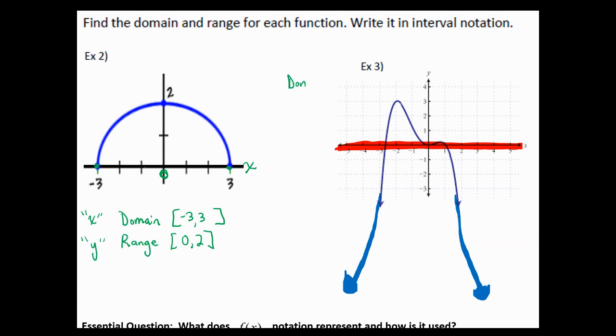So your domain and your range for this one. Your x values will keep going all the way this way because the graph keeps getting wider. With infinity, we always use parentheses. This is going to keep going this way, which is negative infinity. And these arrows will keep your red line at the top going forever, so to positive infinity. When you use infinity, use parentheses.